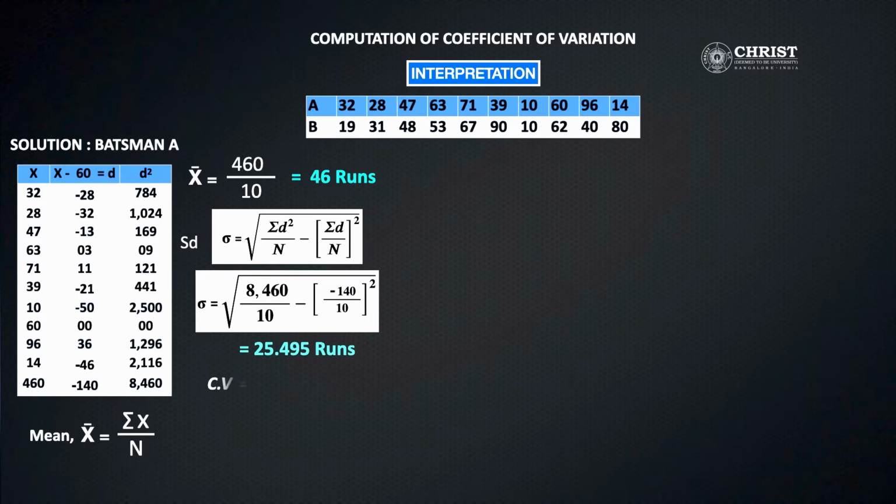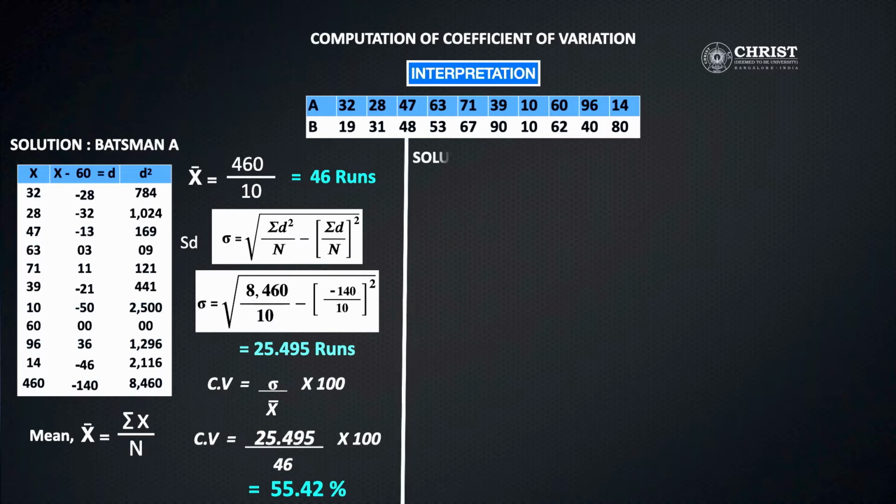runs. When you substitute the values for computing the coefficient of variation, 24.495 divided by the mean value 46 into 100, we get 55.42 percent. Now we have to calculate for batsman B.